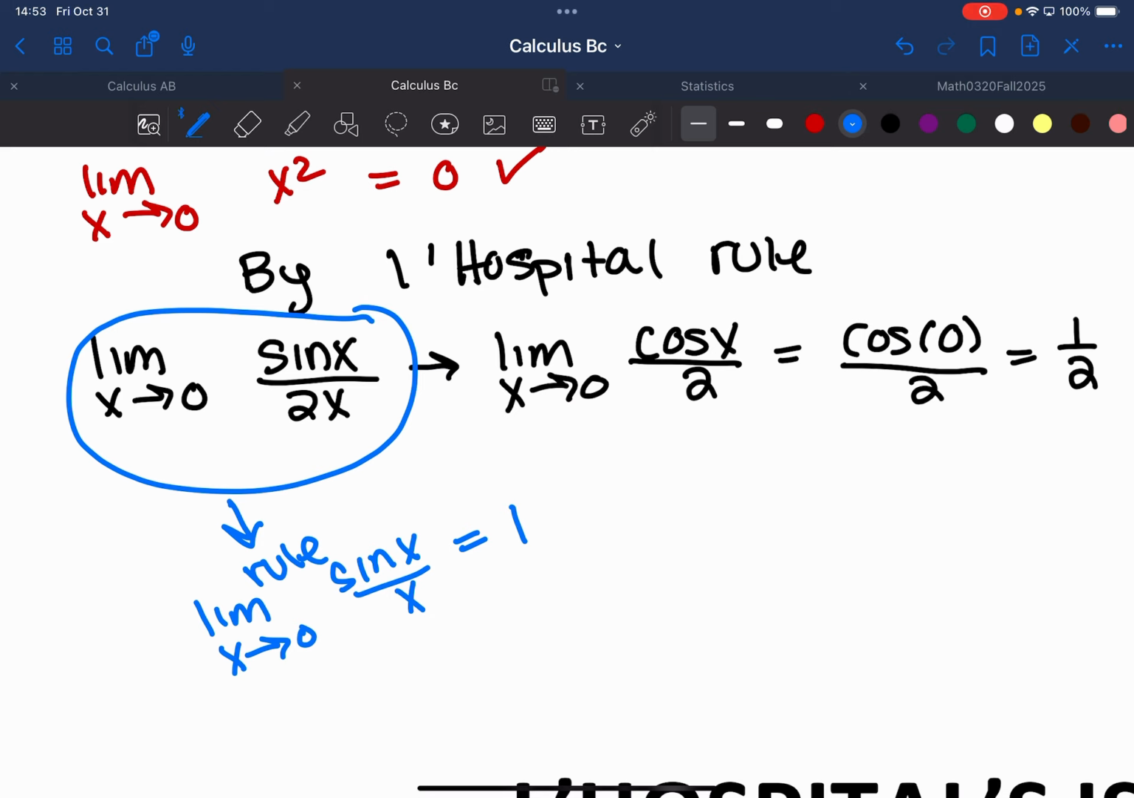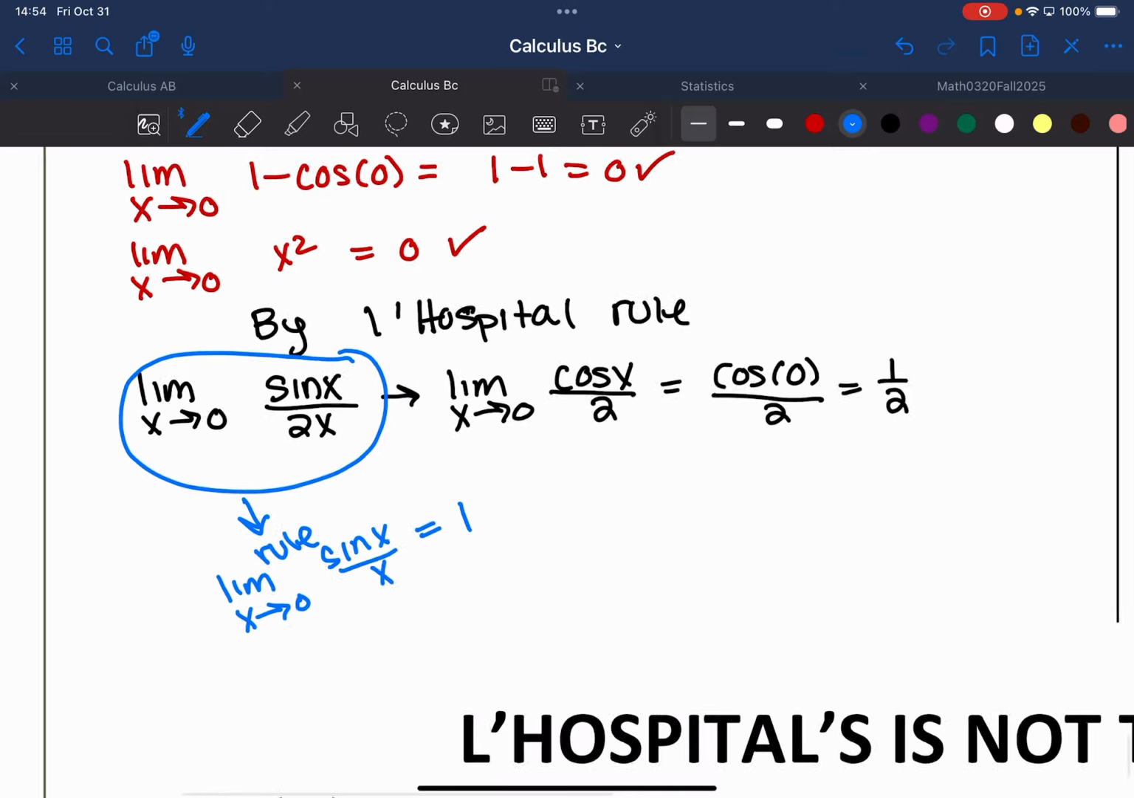Well, you learned it back in Unit 1, but that's been a while, right? So my hint to you is just keep doing L'Hopital's rule until you get the answer, because you guys are all very good at taking the derivative. Yes. Okay. Any questions so far?